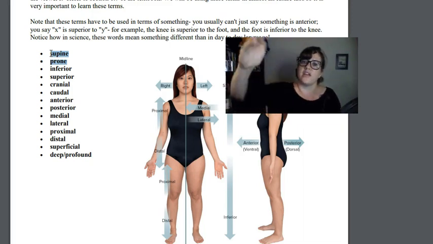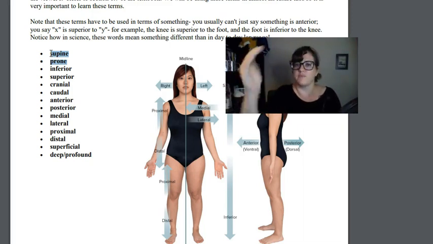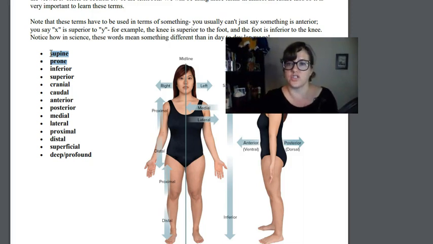If it's prone, it's upside down. It's supine, prone. That was just the easiest way for students in the past to remember it. Okay, remember that we've talked about these.